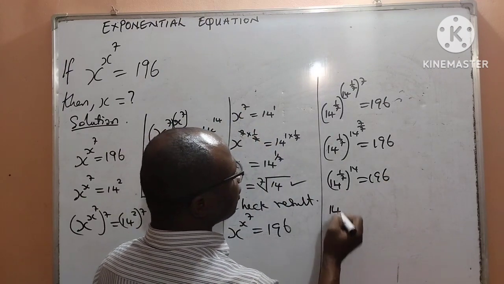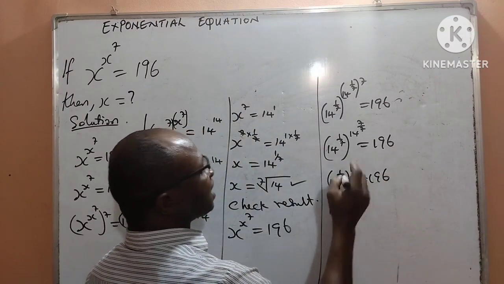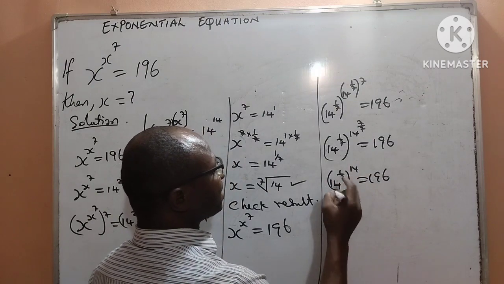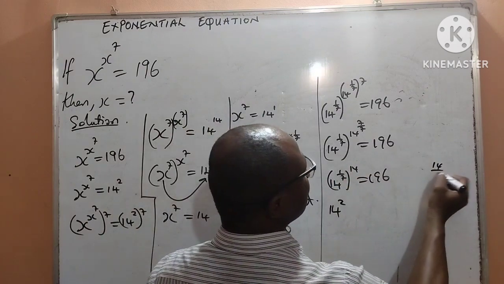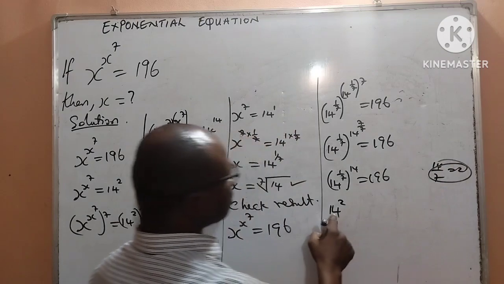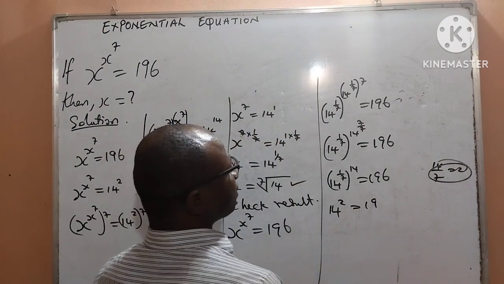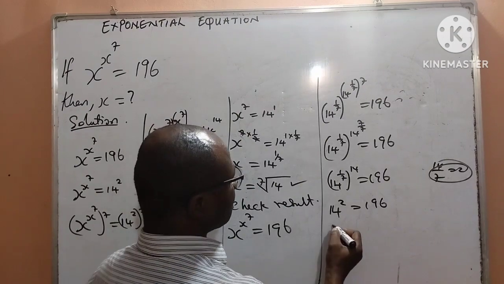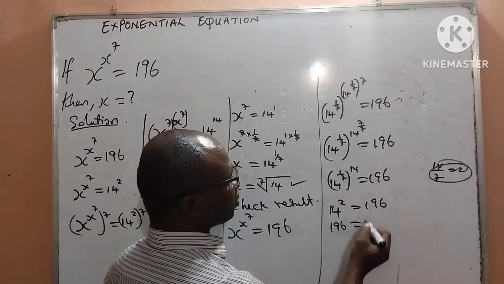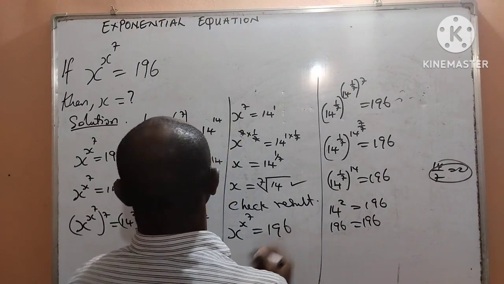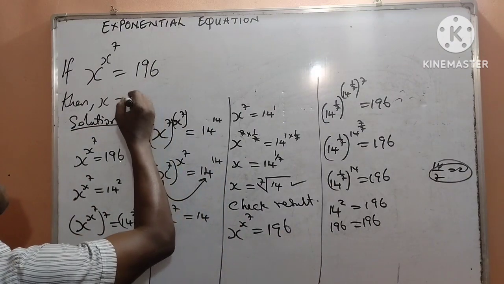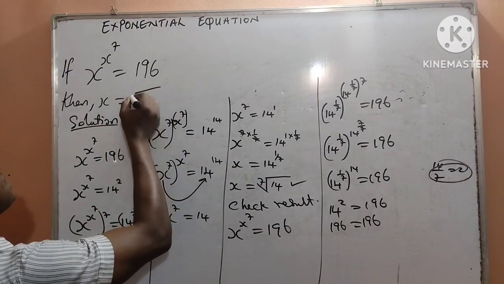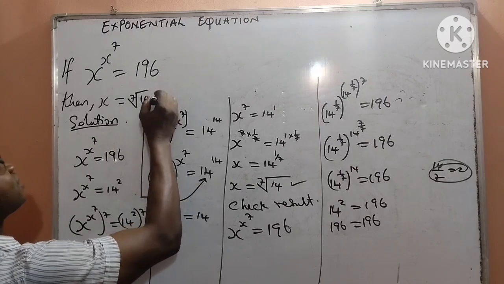Therefore, we write 14. Then 1 over 7 times 14 is going to give us 14 over 7, and you know that 14 over 7 is equal to 2. So I have 14 raised to the power 2. Is it equal to 196? Yes, we have it. 196 is equal to 196, authenticating that the value of x is the 7th root of 14.